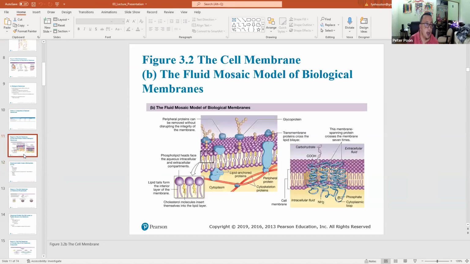All right. What else? Oh, peripheral proteins. Peripheral proteins are either on the inside layer or on the outside layer, but one peripheral protein is never on both sides. So they're on one side of the membrane or the other, and they can cause different reactions to happen on one side or the other.